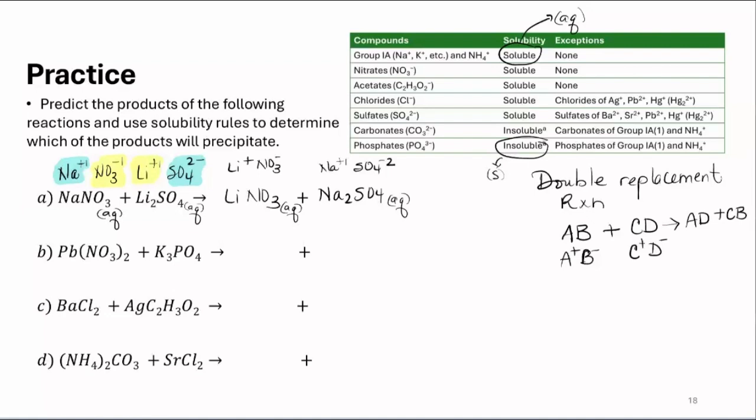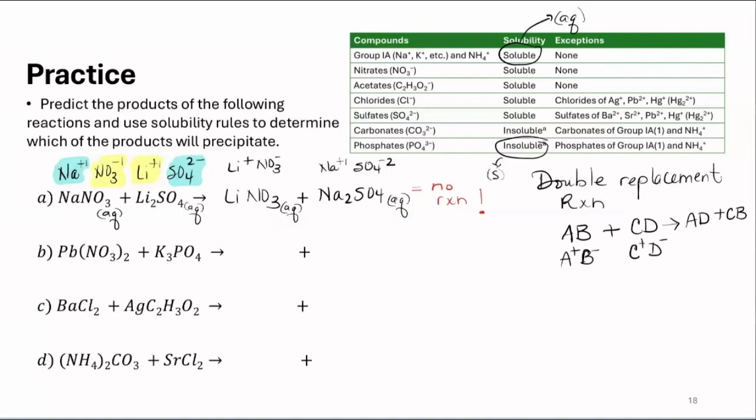So the example for letter A is technically, in essence, going to be no reaction. And if you actually do it in the laboratory, since sodium nitrate and lithium sulfate are going to be clear, colorless liquids, we're not going to observe any changes. So as long as you have a double replacement reaction that results in the formation of two aqueous solutions, then we're going to see that no reaction is happening.